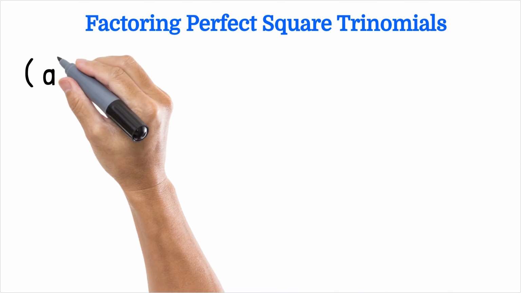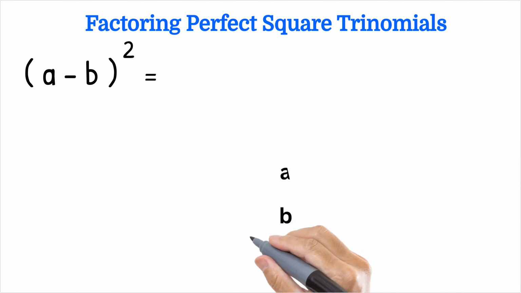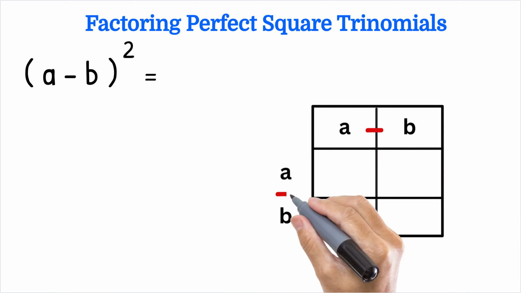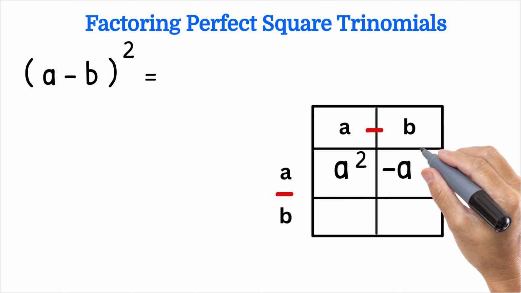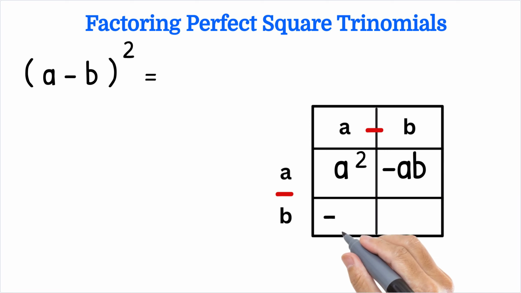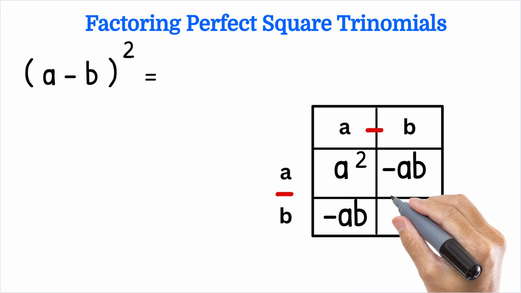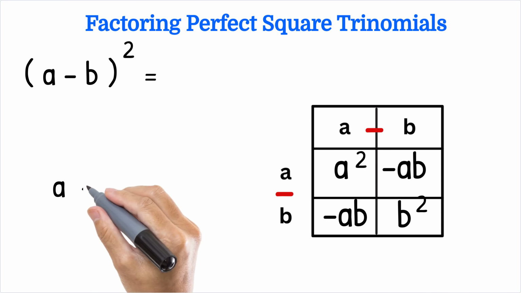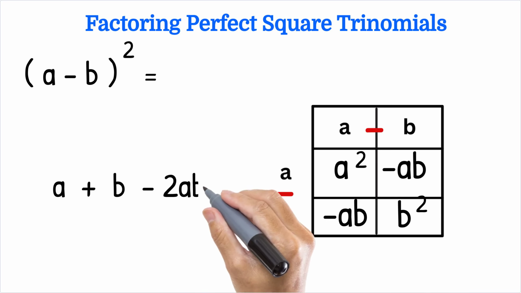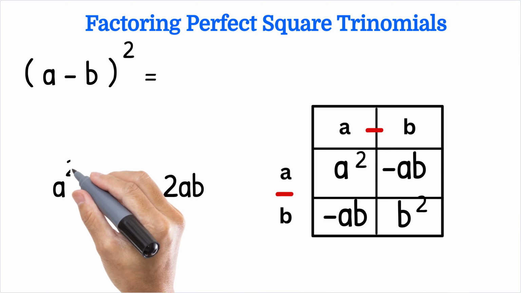Formula a minus b whole square. Use the FOIL method to multiply. A times a is a square. A times minus b is minus ab. Minus b times a is minus ab. Minus b times minus b is b square, which adds up to a square plus b square minus 2ab.